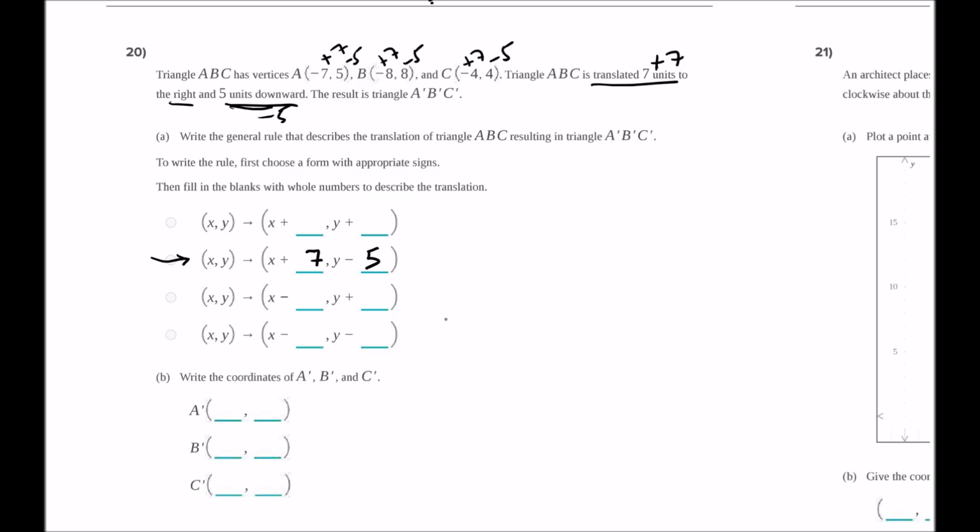And so that means A prime, negative 7 plus 7 is 0. 5 minus 5 is 0. We got negative 8 plus 7 is negative 1. We got 8 minus 5 here is 3. We have negative 4 plus 7 is 3. And then 4 minus 5 is negative 1. That's what we have.